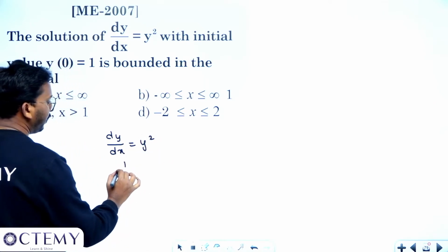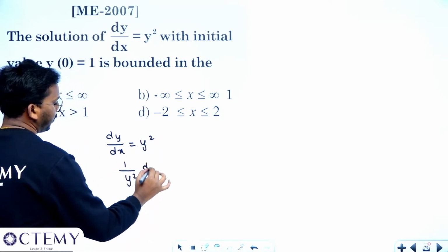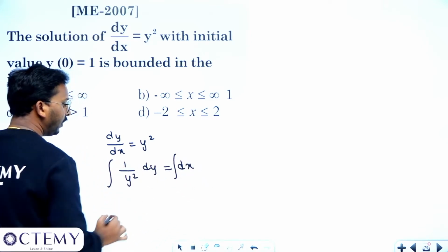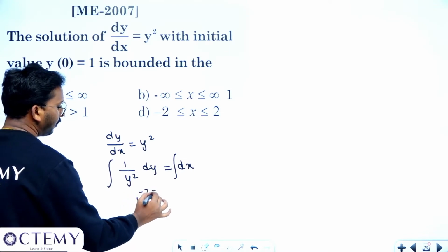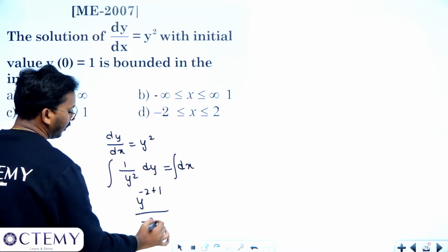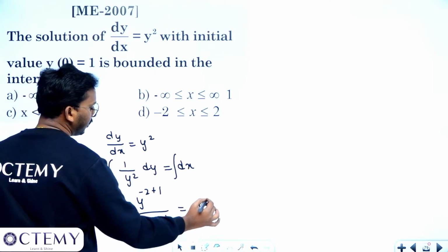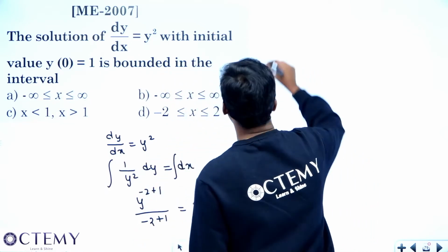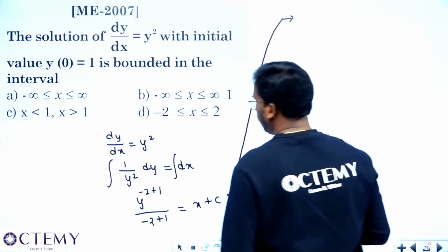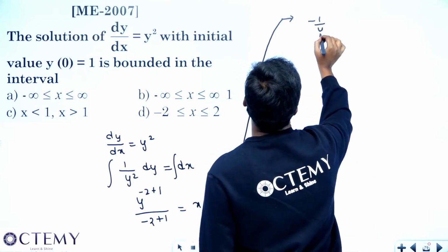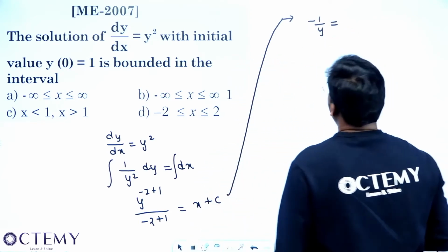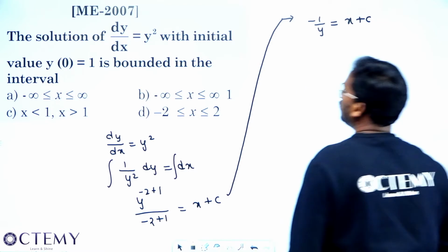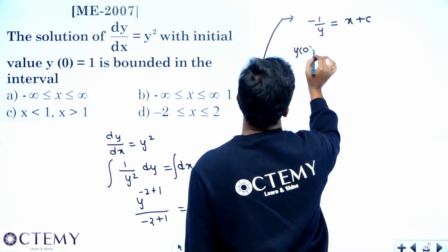So, can I write it as 1 by y square dy is equal to dx, variable separable form. Integrate. So, what will you get? This is y power minus 2 plus 1 by minus 2 plus 1 is equal to x plus c, right? So, from here, if I substitute, what will I get? The next step will be, this will become minus 1 by y. Minus 1 by y is equal to x plus c. Now, what is the initial condition given? Initial condition is y of 0 equal to 1.